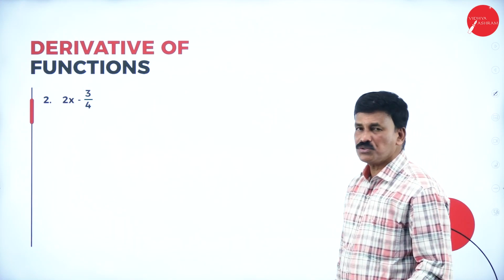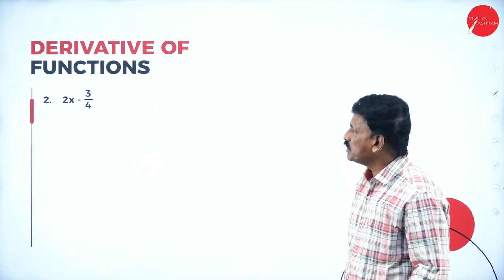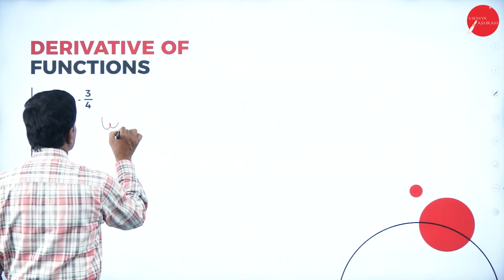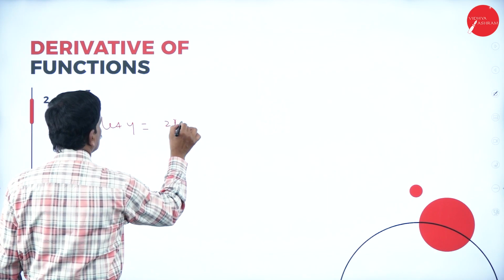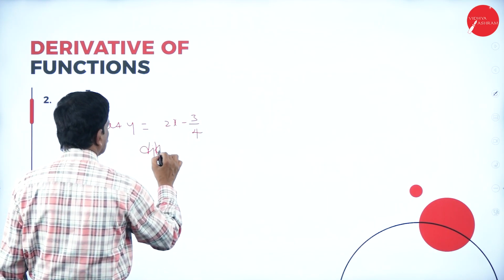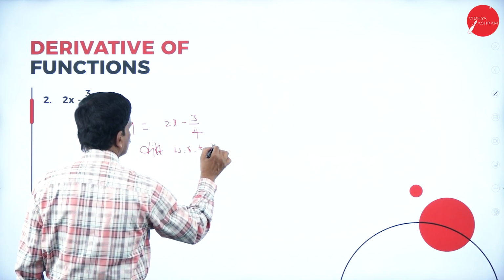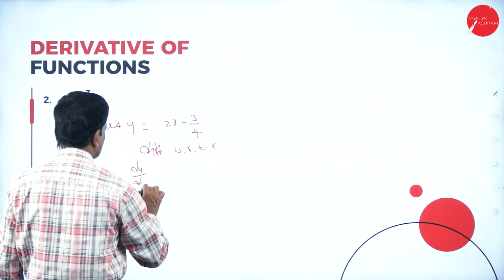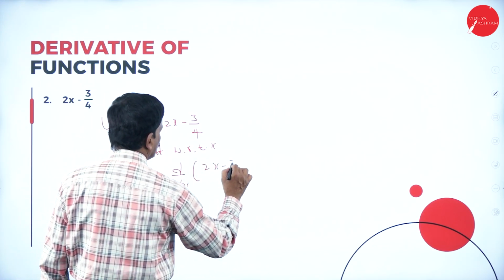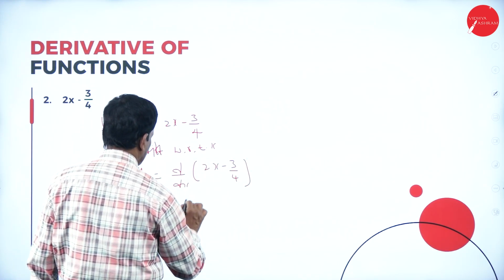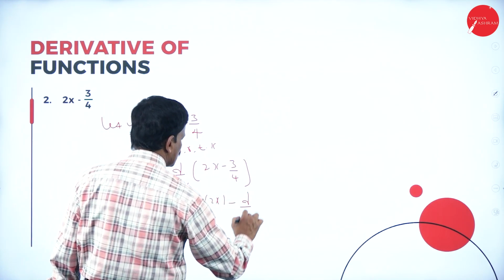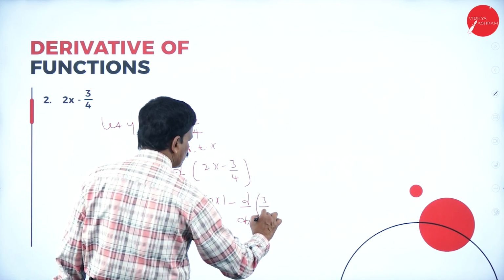Differentiate 2x minus 3 by 4. Now here, this is a simple problem for 2 marks. Let y is equal to 2x minus 3 by 4. Now differentiating with respect to x, dy by dx is equal to d by dx of 2x minus 3 by 4. So term by term differentiation: d by dx of 2x minus d by dx of 3 by 4.